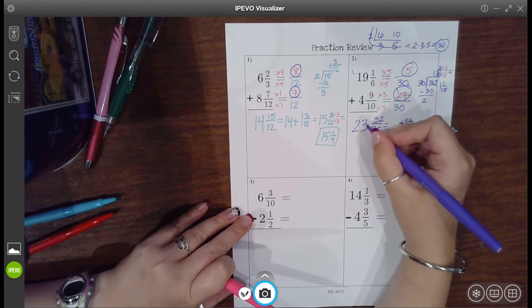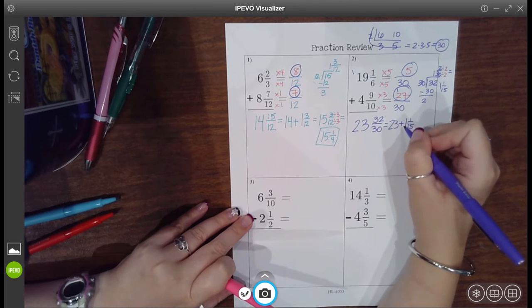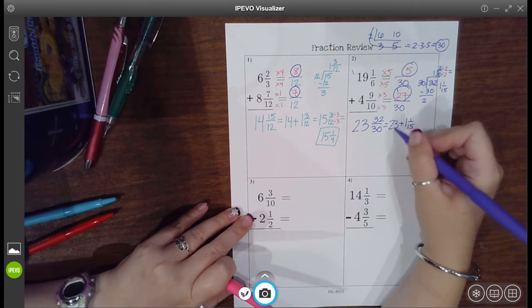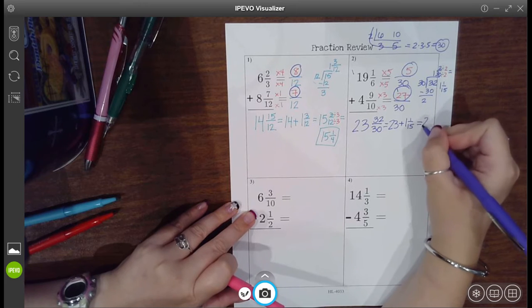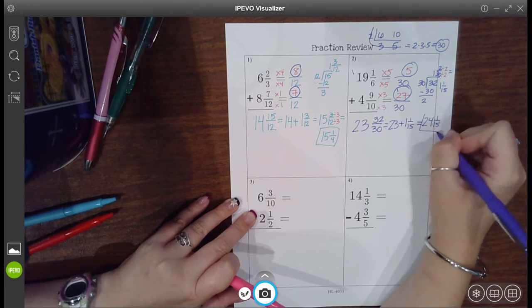So that I don't forget about this 23, a lot of times I write 23 plus, and then I do this part so that when I combine this down here, I don't forget about the 23. Now 23 plus 1 is 24 and 1/15.